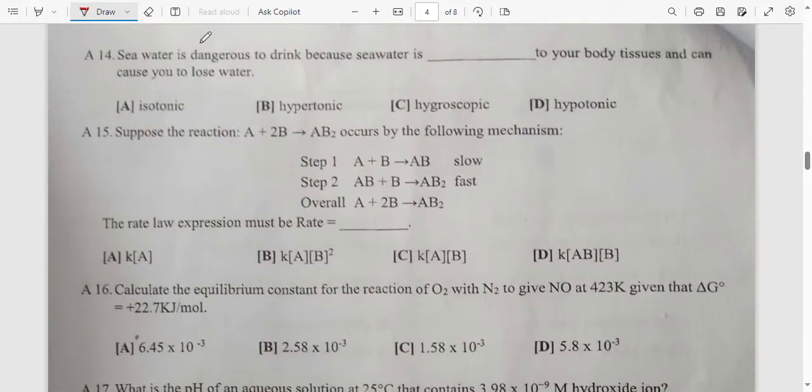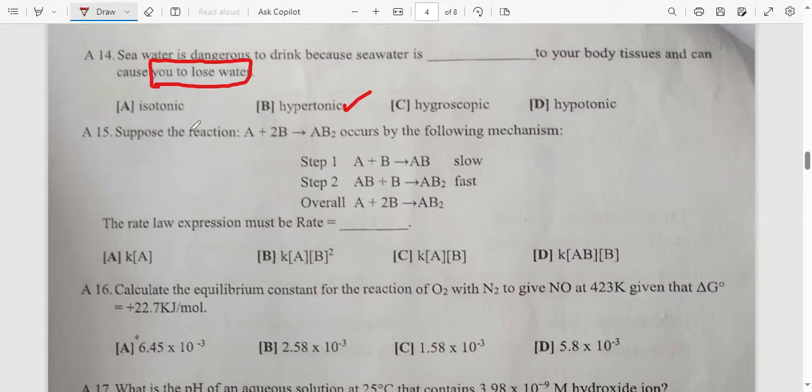Number 14. Seawater is dangerous to drink because seawater is hypertonic to your body tissue and can cause you to lose water. I think the statement which answers the question is "will cause you to lose water." You can only lose water if there is something that is more concentrated, because water wants to go to a region of high concentration, isn't it? So meaning that such a solution is hypertonic.